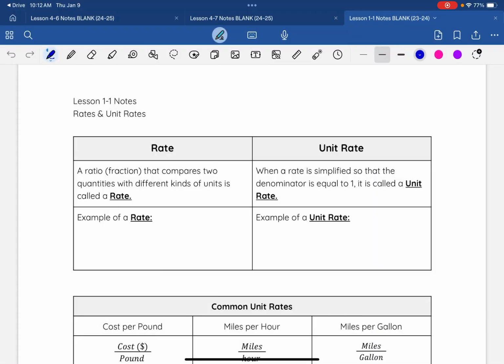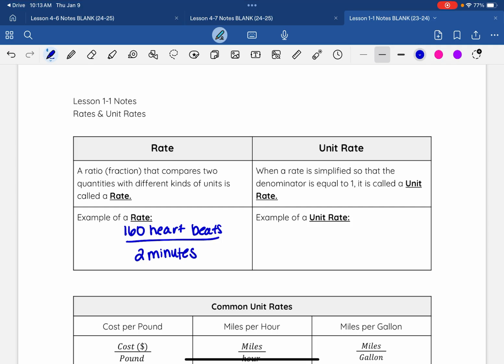All right, so today we are doing lesson 1-1 notes, which is rates and unit rates. So a rate is a ratio or a fraction that compares two quantities with different kinds of units, and that is called a rate. An example would be if we had 160 heartbeats in 2 minutes.